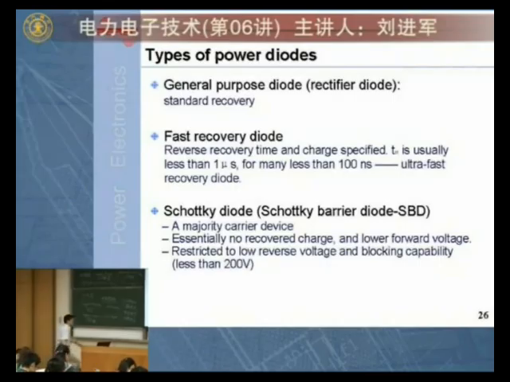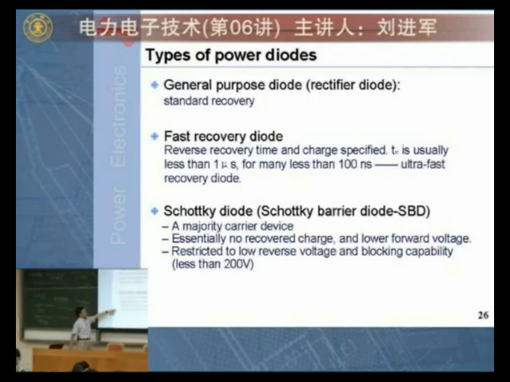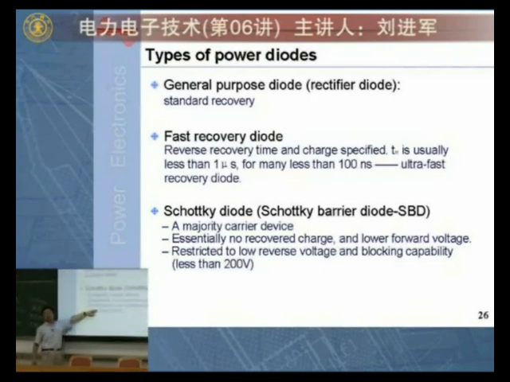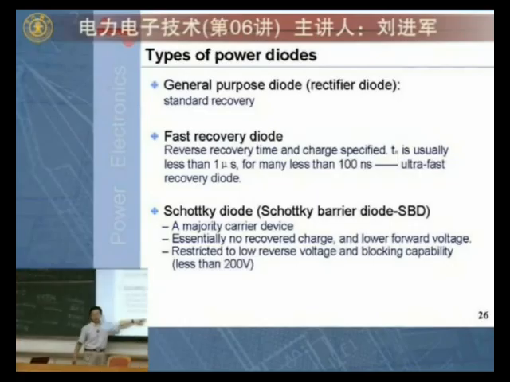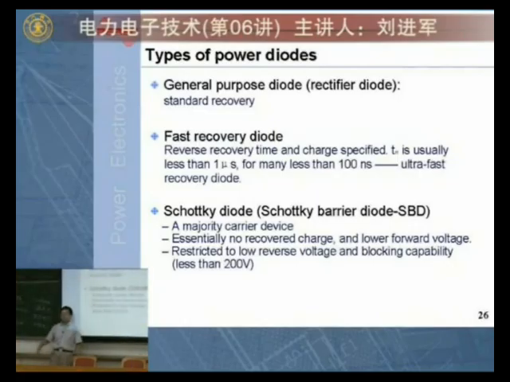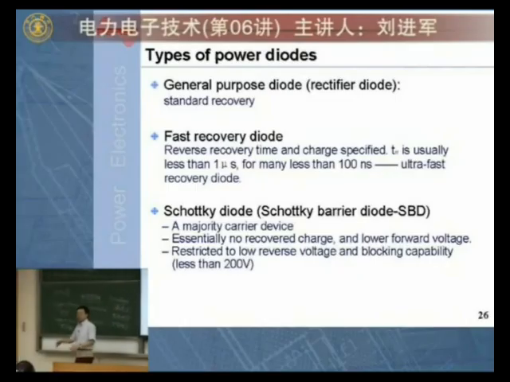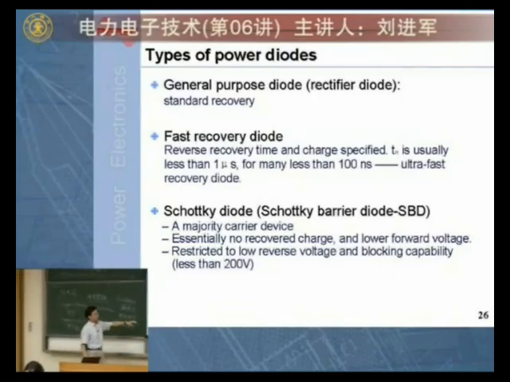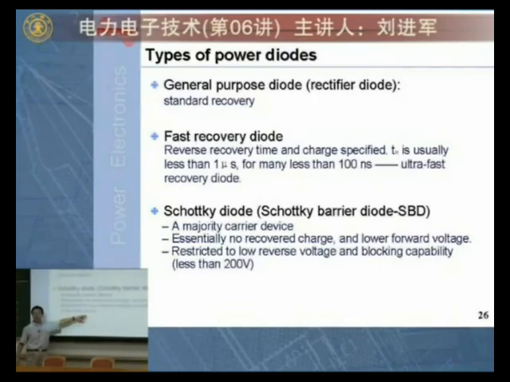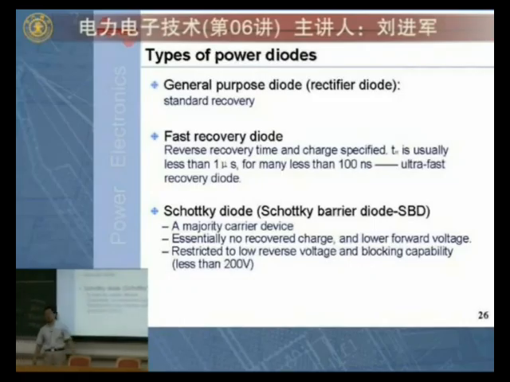But the bad thing is, this is very restricted to very low voltage, very low reverse voltage. The ability to handle voltage is not so good. Usually it is less than 200 volts. We don't have a Schottky diode that can handle voltage higher than that. So that's the bad thing. Okay, so when you need to handle reverse voltage higher than this level, you have to go back to the PIN diode.